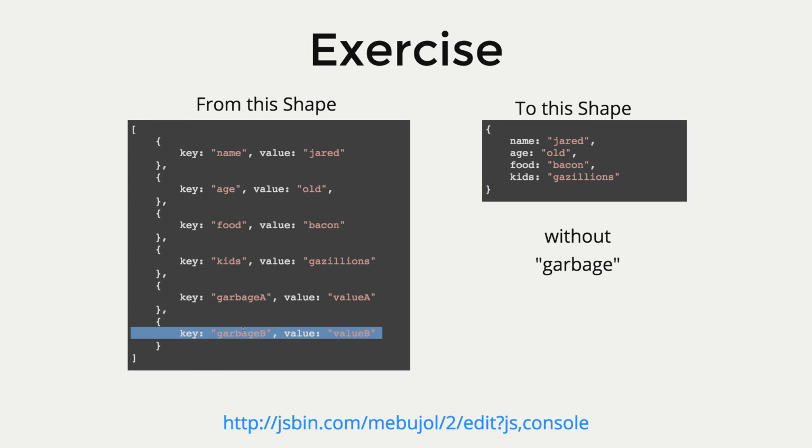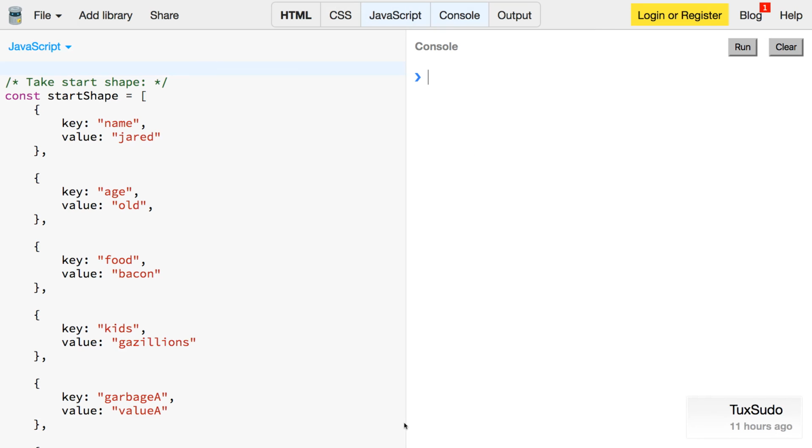So if you think about what we have to do here, let's talk about what are the verbs we'd have to use to do this? We have to reduce that array of objects down to a single object. So we have to reduce. Filter out the garbage: filter. Map over the keys and pull out the values: map. So I think let's give it a whirl.